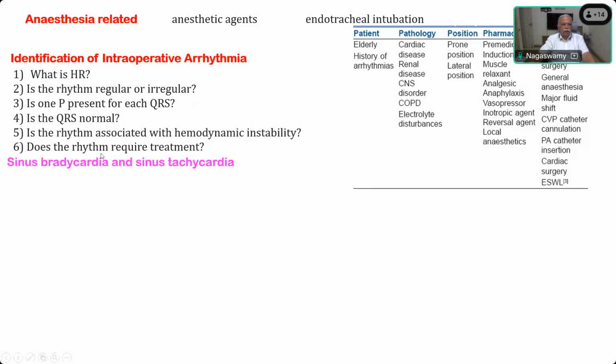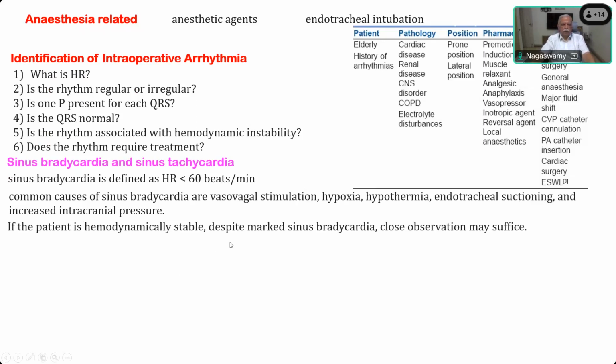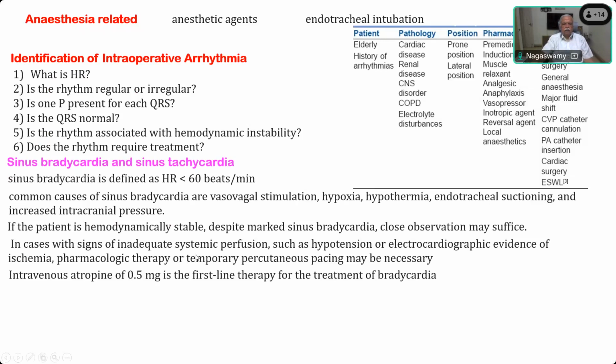then you describe the commonest thing: sinus bradycardia and tachycardia are the commonest. Bradycardia is less than 60 beats per minute, and it is caused by vasovagal stimulation, hypoxia, hypothermia, endotracheal suctioning, and increased intracranial pressure. And if the patient is hemodynamically stable, you don't have to do anything, just observation is sufficient. But in case it is causing hemodynamic instability, then you have to go for pharmacological therapy or temporary pacing if it is not getting reverted with that.